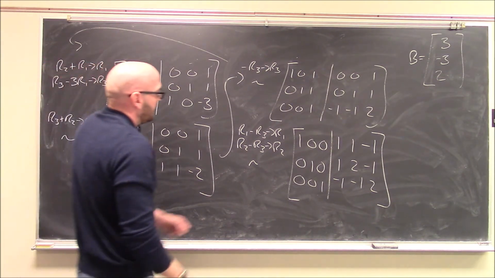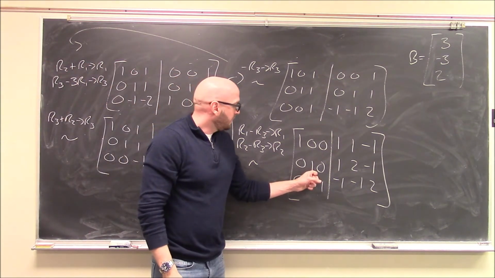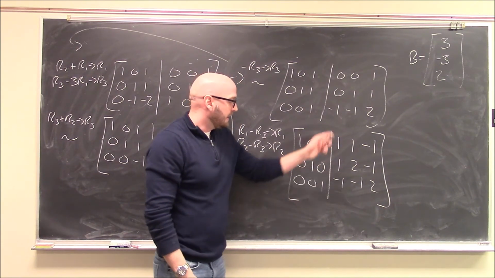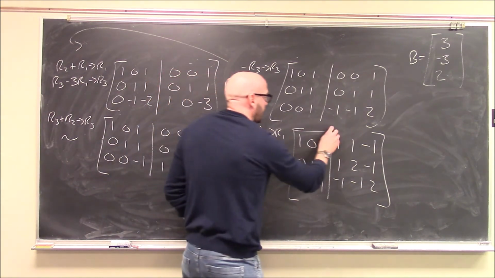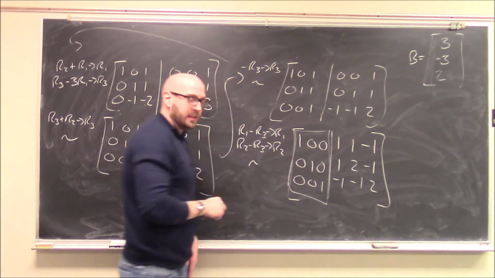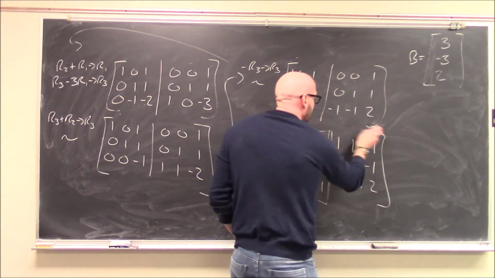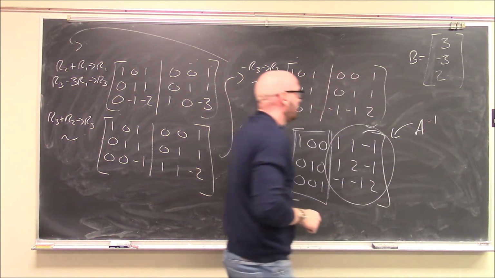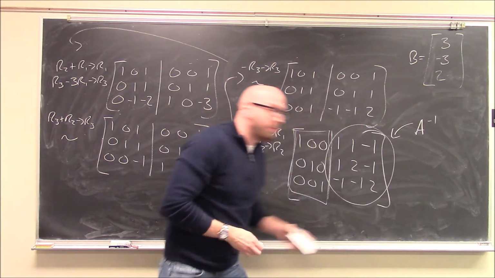What now? Okay, now I come to this second leftmost one. I rescale it to be a 1. It is. I use that to zero out everything above it. It is. We're already here. I have I3 right there, meaning this matrix is A inverse. So we found the inverse of A.